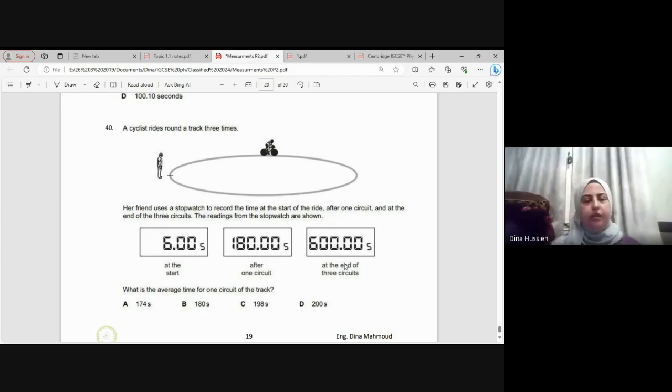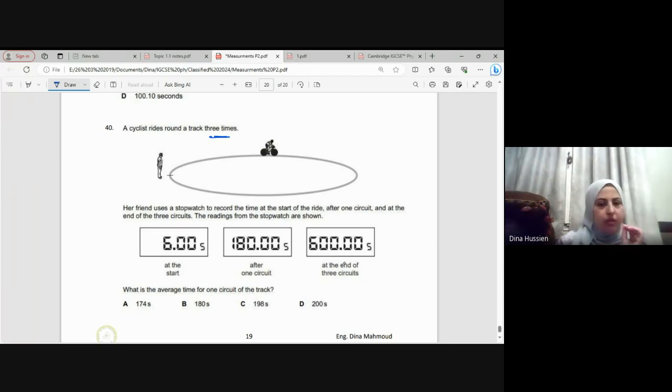Okay guys, let's take a look at it together. One by one, we'll go through it slowly to eliminate all the confusion. This is similar to the pendulum, the same idea approximately. It says a cyclist rides around a track 3 times, 3 laps. Her friend uses a stopwatch to record the time at the start of the ride, after 1 circuit, and at the end of the 3 circuits.